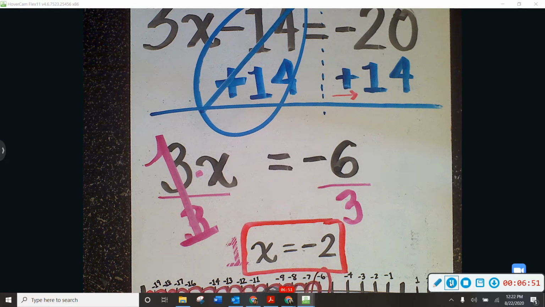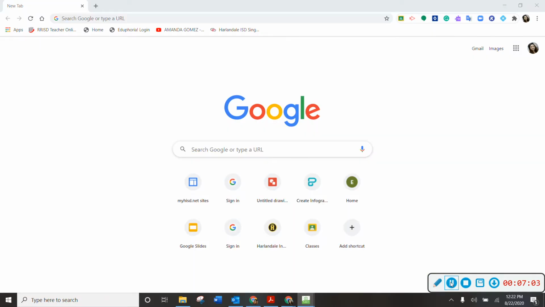You don't have to listen to this because that was just a refresher on how to solve a simple 2-step equation. Now, let's get into your actual assignment. Google. Remember, go to Google. You should be using Google Chrome. Don't use Firefox or Safari.